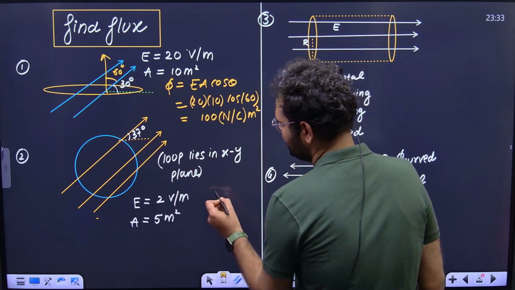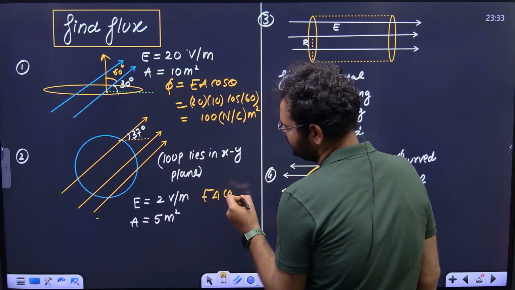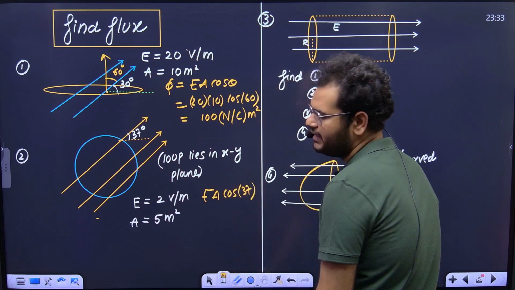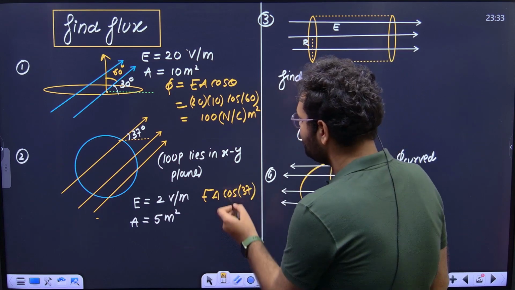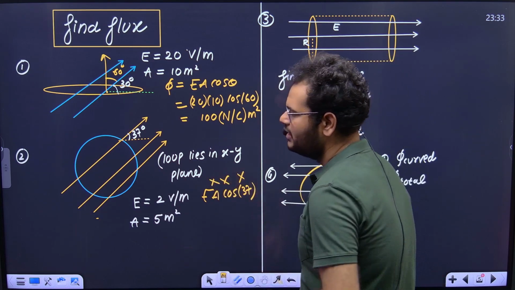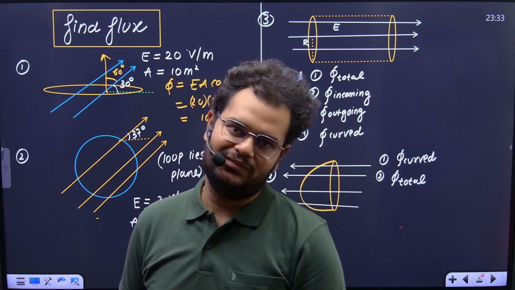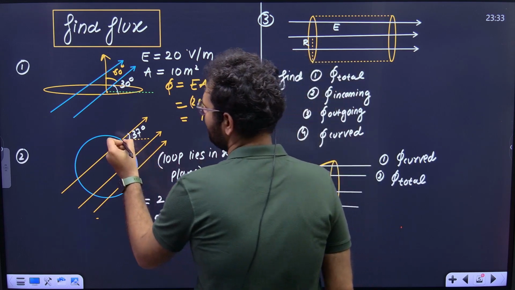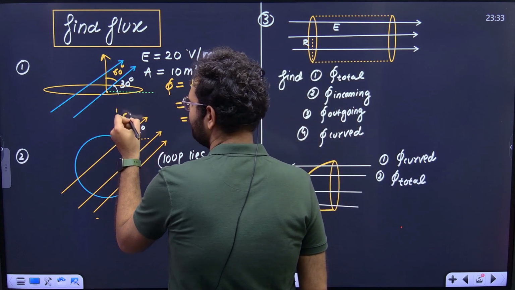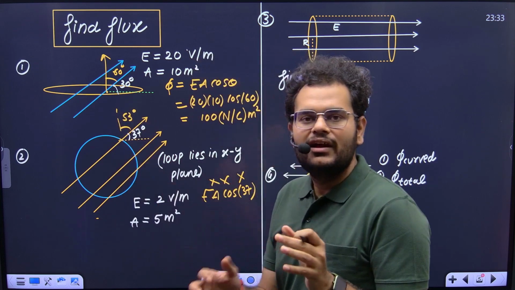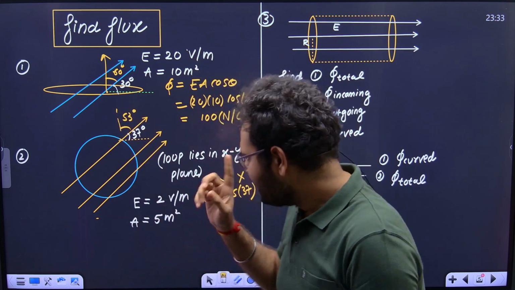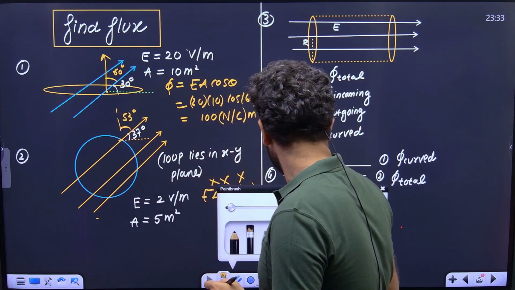Can I write here EA cos 37? Can I write or I can't? Absolutely I cannot write. Why can't I write? Because here the angle is not 37. Sir, so is the angle our 53? No, the angle is also not 53. Angle does not matter. What matters is how the area vector is.